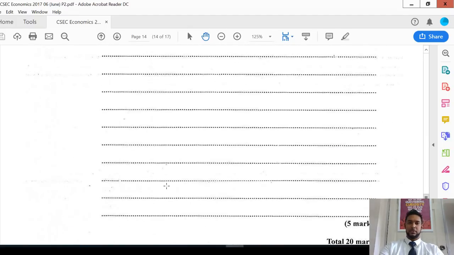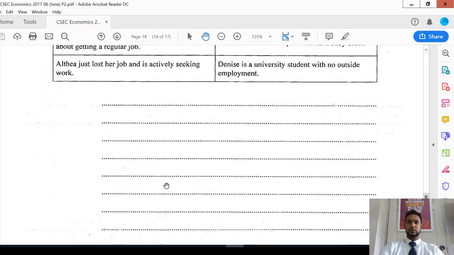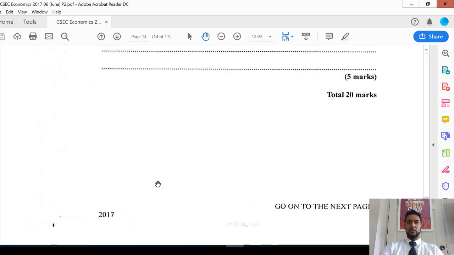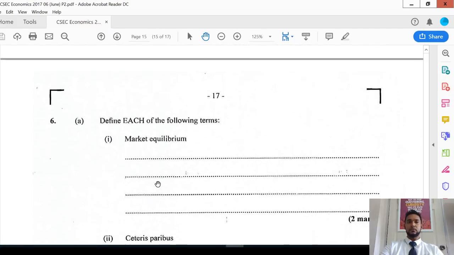This one is worth 5 marks, so you just pick two people and justify your choice. So Stuart was fired, why would they be considered unemployed? I find these people are nice. Yeah, bring it like this tomorrow.